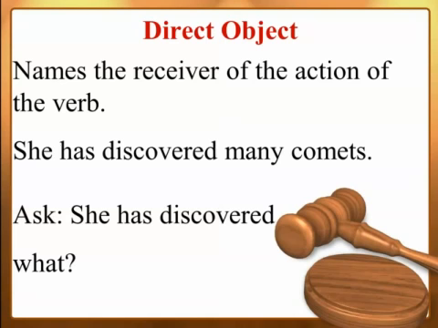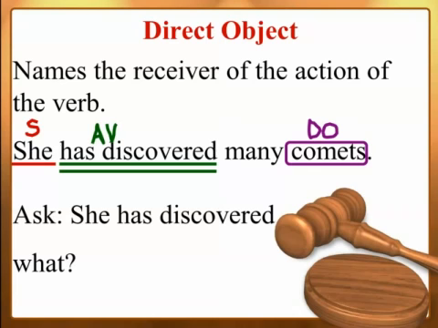Another type of complement a noun can be is a direct object. A direct object names the receiver of the action of a verb. Here's an example sentence. She has discovered many comets. She is the subject. Has discovered is the action verb. She has discovered what? Comets. Direct object. Comets is not a predicate noun in the sentence because it does not follow a linking verb and it does not rename or define the subject.